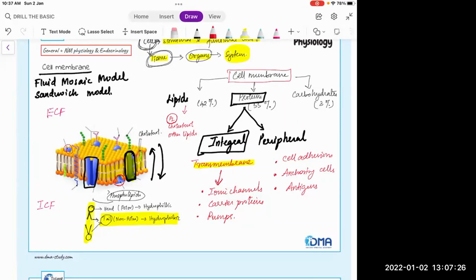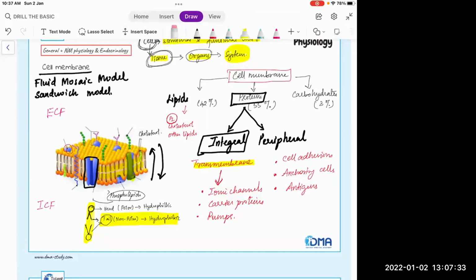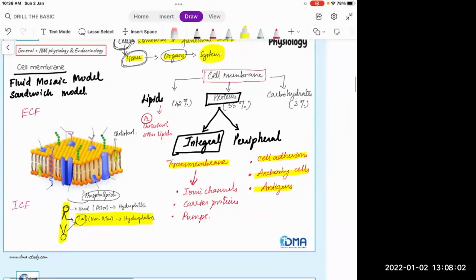So these peripheral proteins do not have the structure which is arranged through the entire thickness of the cell membrane, but they are arranged only peripherally. Since they are arranged peripherally, they act as cell adhesion molecules and as anchors. It helps in the anchoring of one cell with another cell, and it also acts as surface antigens. Okay, and some of the peripheral proteins will also act as surface receptors. Okay, so this is what is about the proteins.